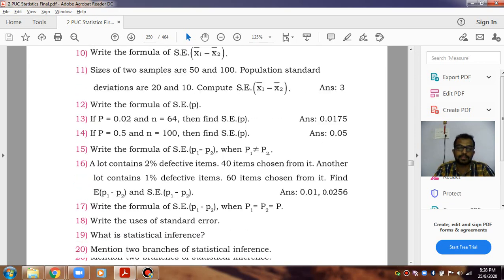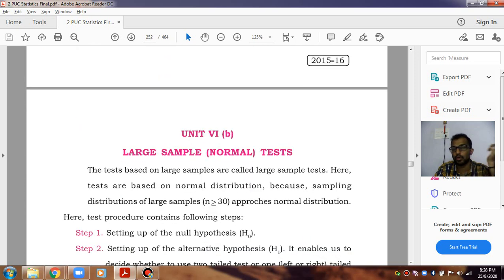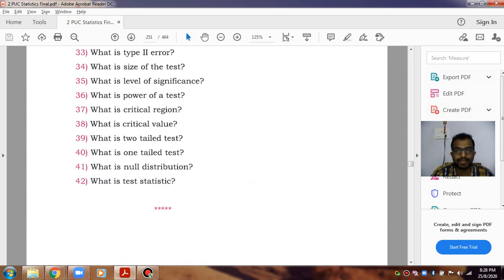Rest everything is theory in this chapter, which you should study on your own, and I have given you the notes already of this. And next class we will start with large sample test.